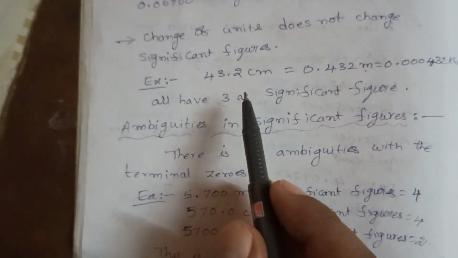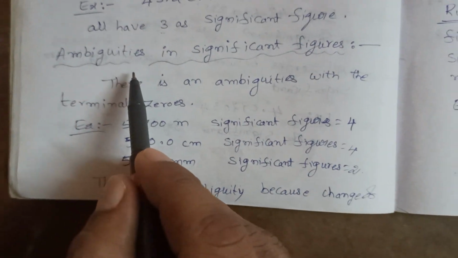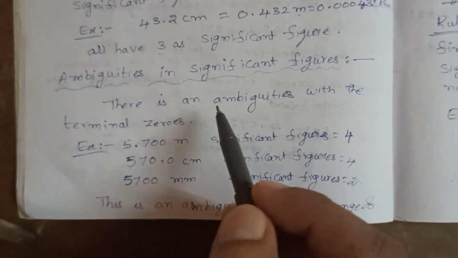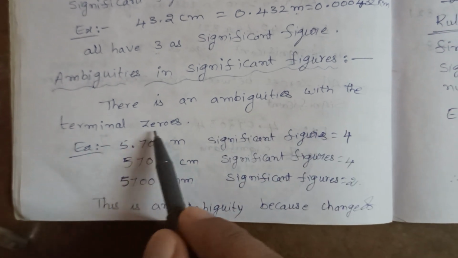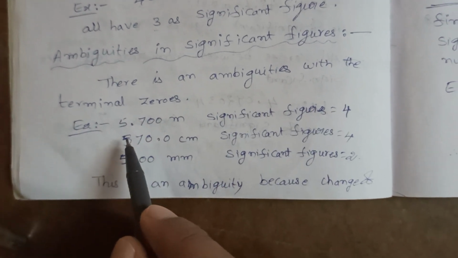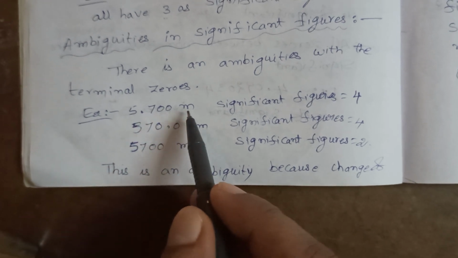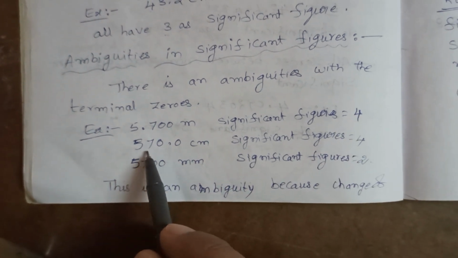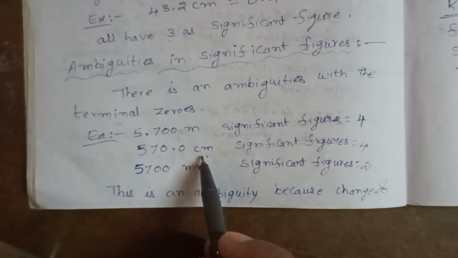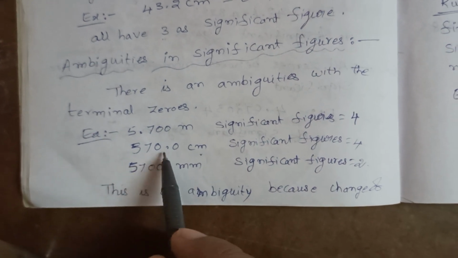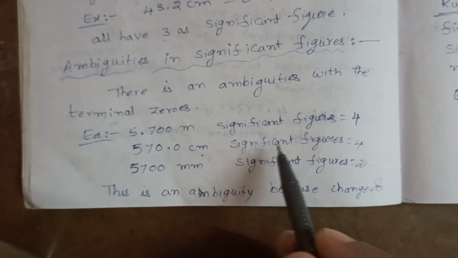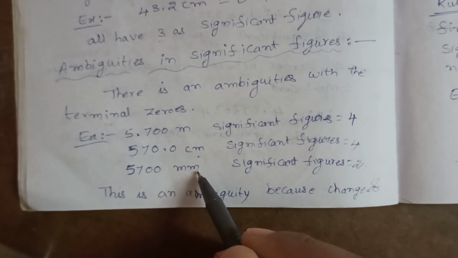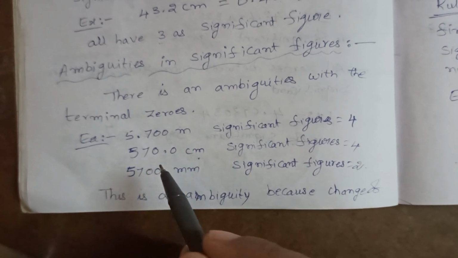while changing the units. The ambiguity is in significant figures. What is that ambiguity? There is an ambiguity with the terminal zeros. Consider an example, 5.700 meters. The number of significant figures here is 4. So if you convert meters into centimeters, multiplied by 100, so 570.0 centimeters. Here significant figures once again 4. Once again centimeters convert into millimeters, multiply by 10. So this decimal goes away.